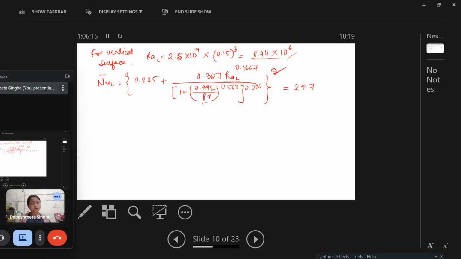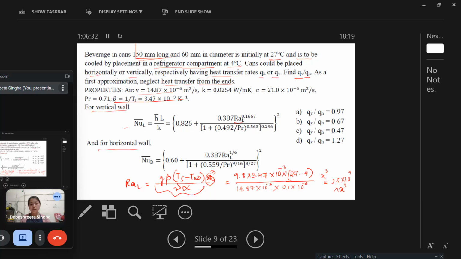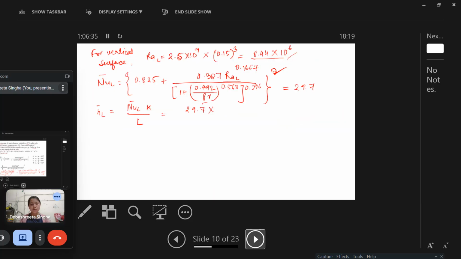And then we can calculate the HL also, into K divided by L. So 29.7 into K. What is the K for air? 0.0254 divided by the length, which is 0.15. So this comes out to be around 5.03 watt per meter square Kelvin.